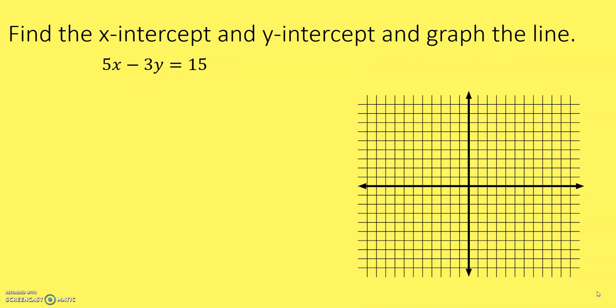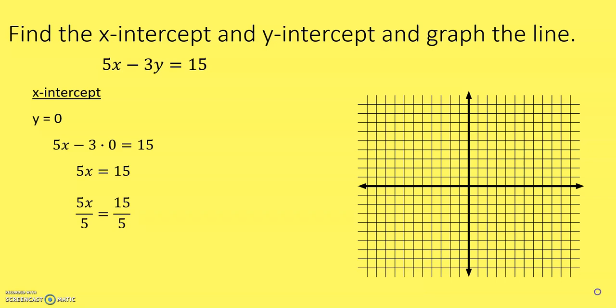Find the x-intercept and y-intercept and graph the line. We're given the equation 5x minus 3y equals 15. If we're talking about our x-intercept, we know that y equals 0. Substituting 0 in the equation, 5x minus 3 times 0 equals 15. 3 times 0 is 0. 5x equals 15. Dividing by 5, x equals 3. And we have the ordered pair 3, 0.